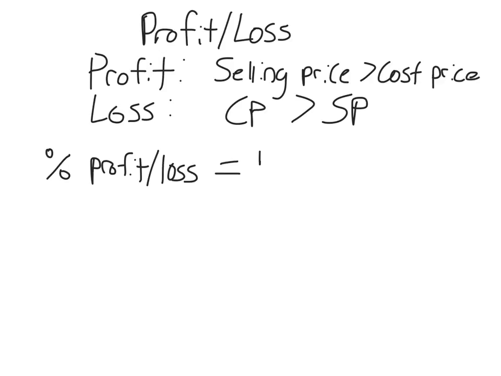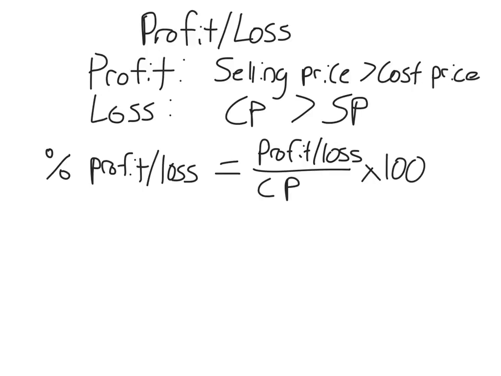So use the formula. It's just the profit or loss. Now, it's usually over the cost price times 100, but you have to look out. It depends whether the question says find the profit or loss as a percent of the cost price or as a percent of the selling price. So you make sure that you read the question.